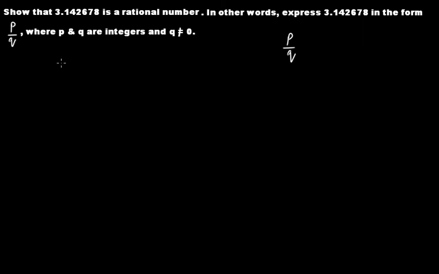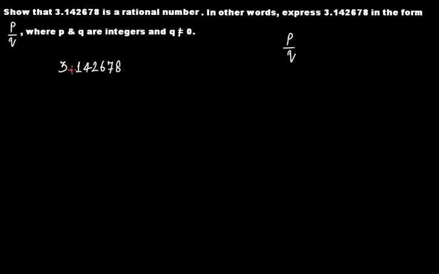Now this number is 3.142678. Of course, this number is not in this form, and you have to show that this is a rational number, therefore this number should be written in this form. Well, here is a trick, and we have learned these things in our previous grades.